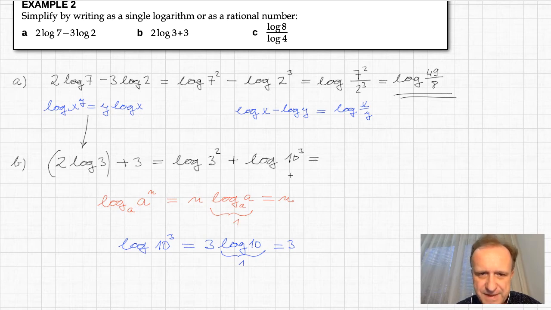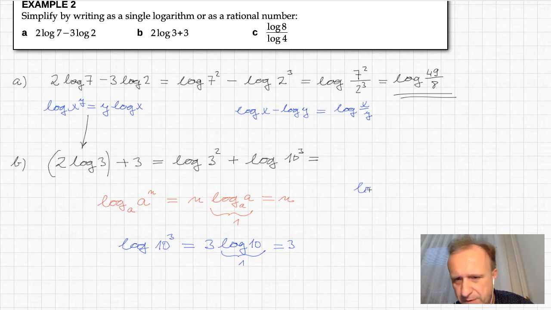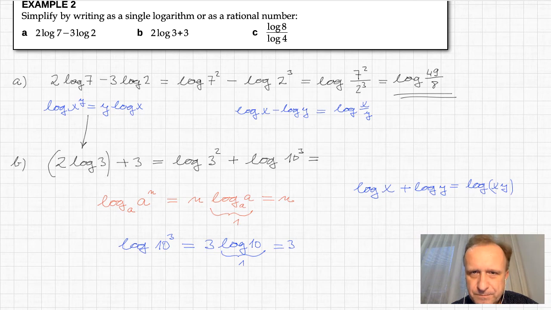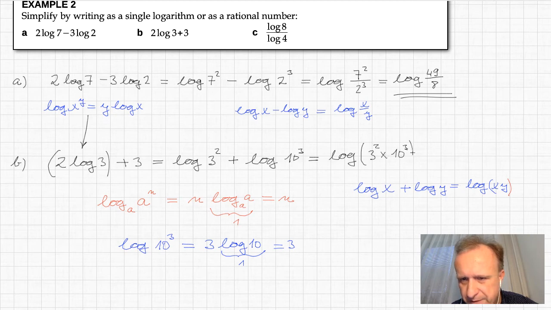So now we have the sum of two logarithms, and it's a perfect occasion for us to use the logarithmic law saying that the logarithm of x plus the logarithm of y should be equal to logarithm of x times y. So let me apply this. So it's logarithm of 3 to the power of 2 times 10 to the power of 3. Okay, so it's 9 times 1000, so it must be the logarithm of 9000, and this should be the correct answer to this second part.